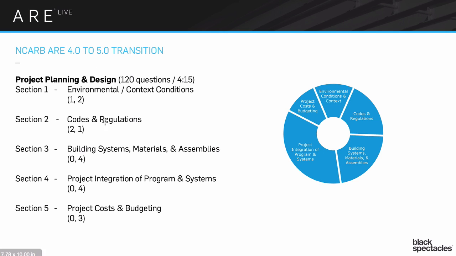You can run through and you'll start noticing that codes and regulations shows up a lot. You'll notice that environmental and context conditions show up a lot. It's just different, specific to this moment in time of the project. So what would the code issues be at the beginning of a project?